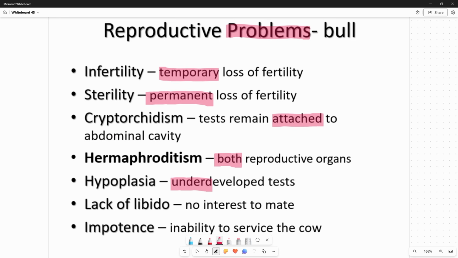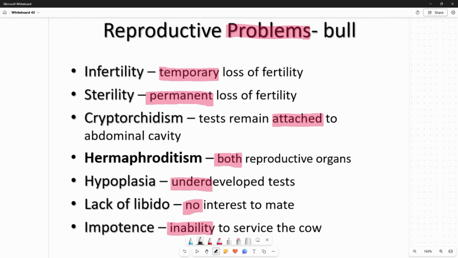The other one is lack of libido. The bull does not have interest, a lack of interest to service the female animal. Even if the female animal is on heat and ready to mate, maybe because of lack of experience, the bull does not show any interest. That one is called lack of libido. Then impotence, it's different from lack of libido. With impotence, the animal does have interest. However, it has inability to service the cow. It can't satisfy. Maybe the penis is too short or so. So we say that one is impotence.